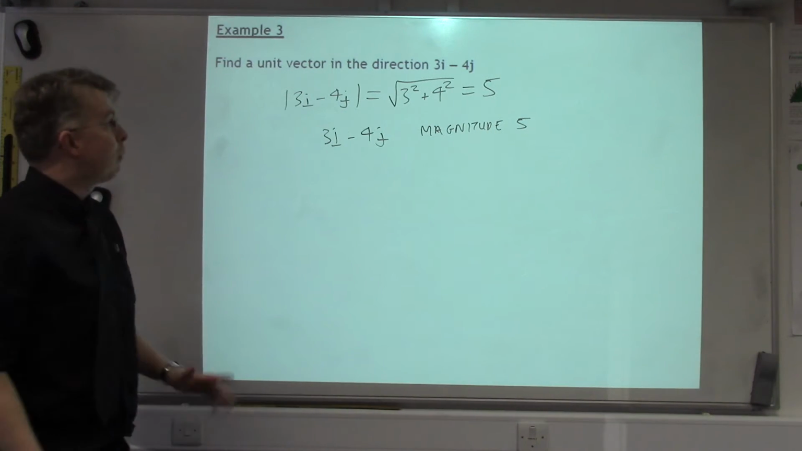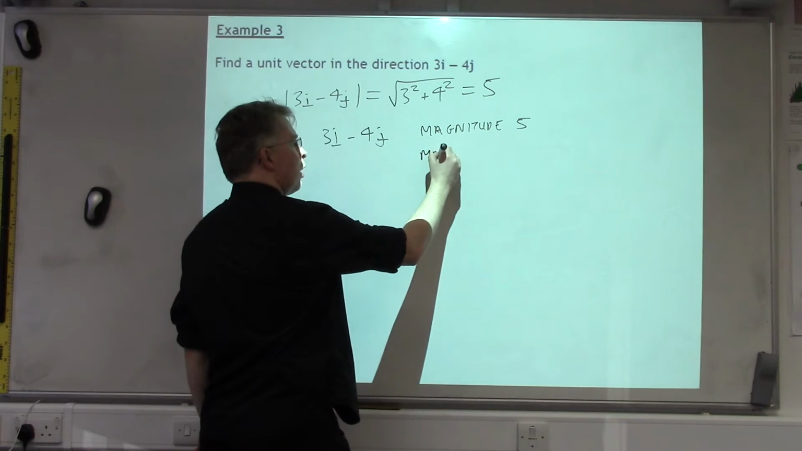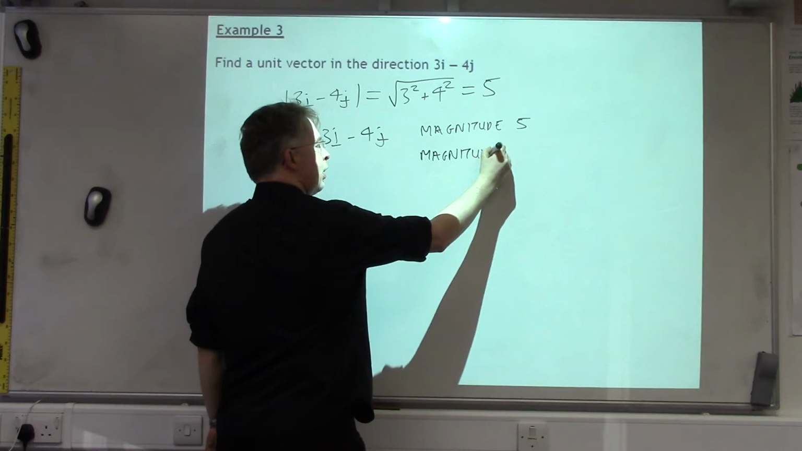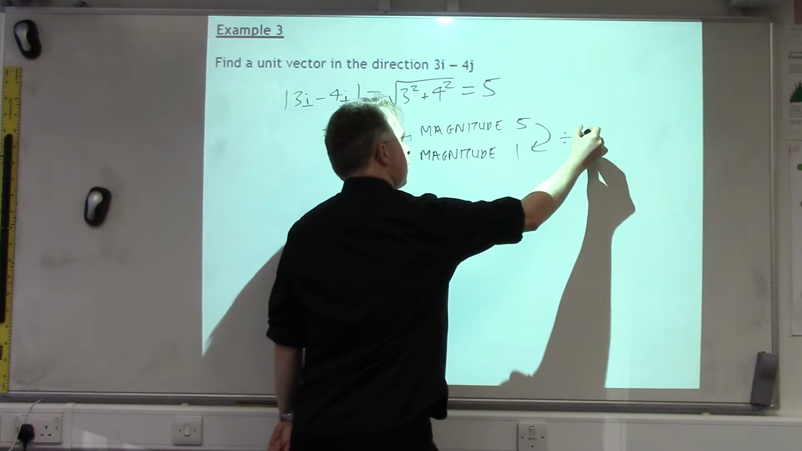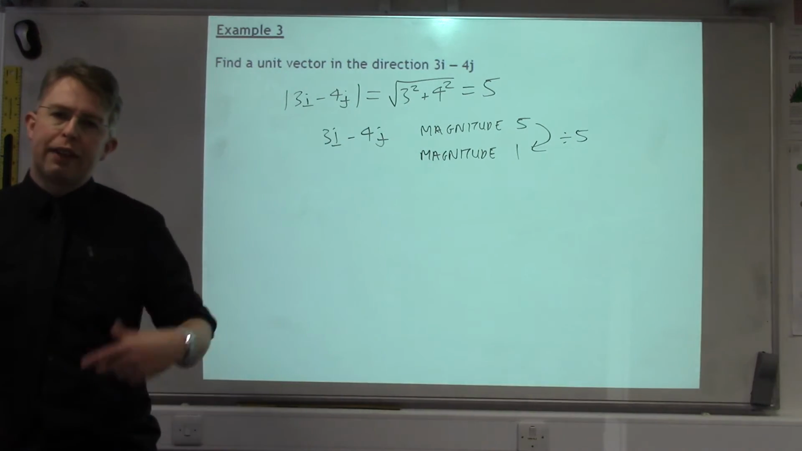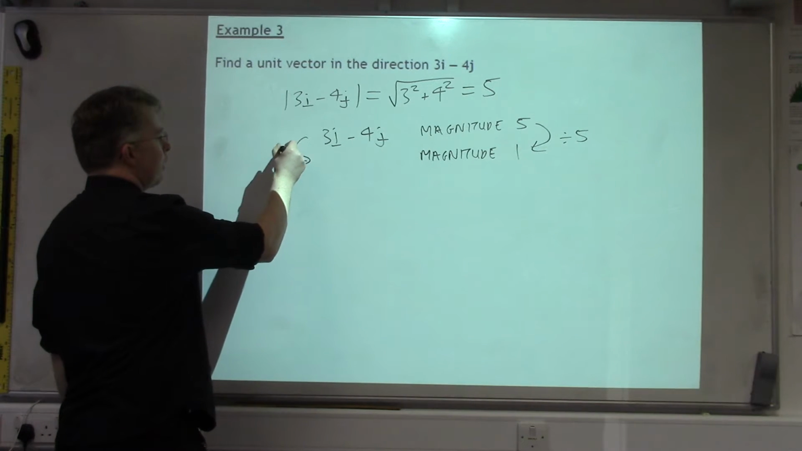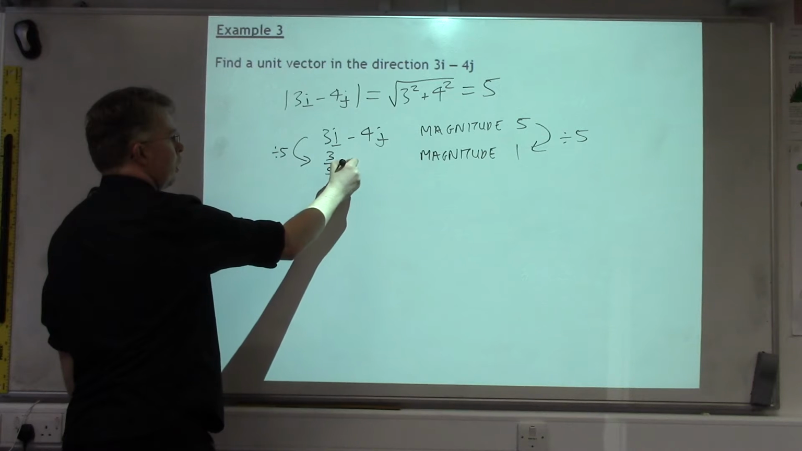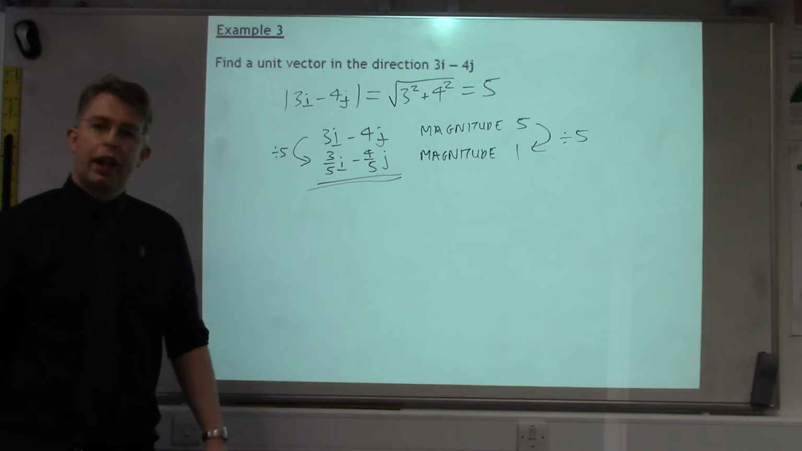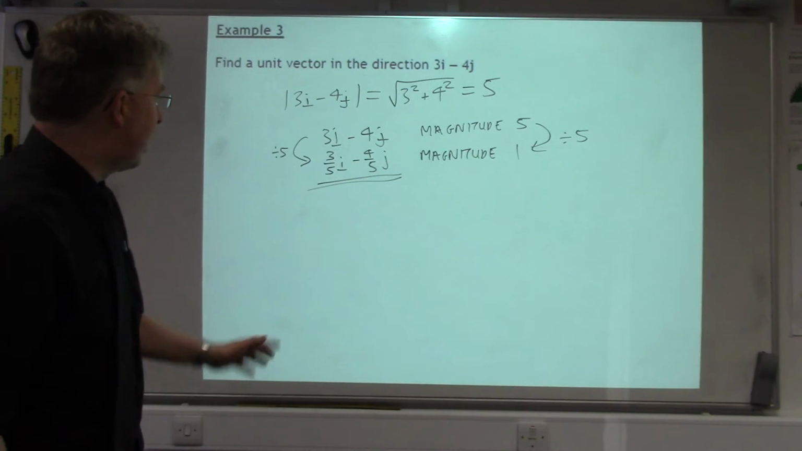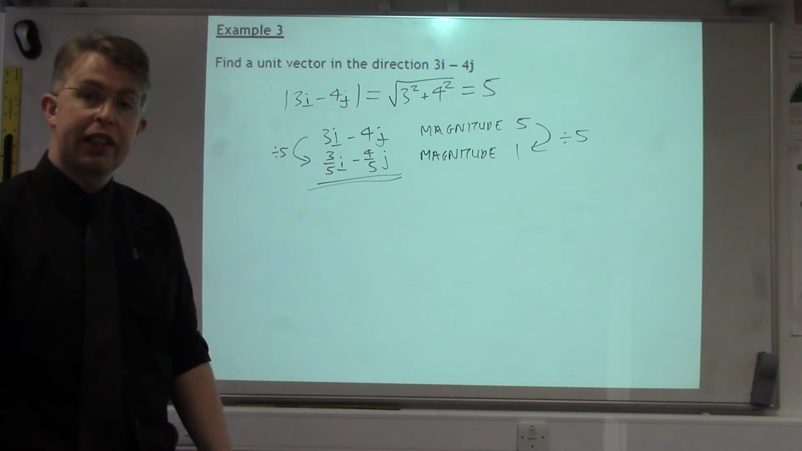We want a vector that's parallel, so a unit vector, which will be parallel, magnitude 1. So to go from magnitude 5 to magnitude 1, we would divide by 5, and that's what we need to do to the vector. And we can just divide the components by 5. And then that vector there is our answer. It's a unit vector, has magnitude 1, it will be going in the same direction.